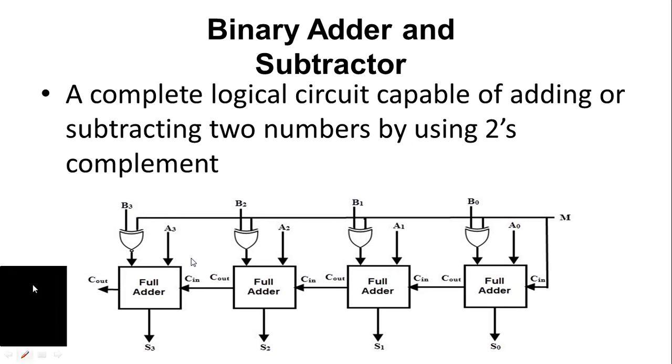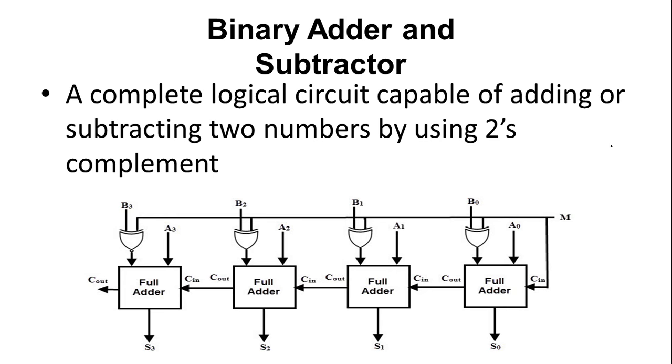Hello everyone. In this video, we will look at binary adder and subtractor. In the previous lecture, we studied 4-bit binary adder. For that purpose, we combined 4 full adders to implement a 4-bit adder which could add 2 4-bit numbers. So the question is, can we reuse that full adder circuit to implement subtraction? And the answer is yes, by using 2's complement.